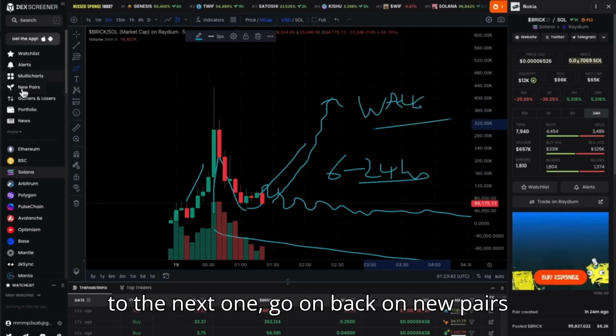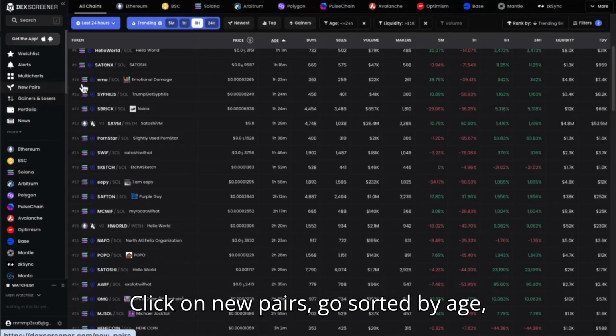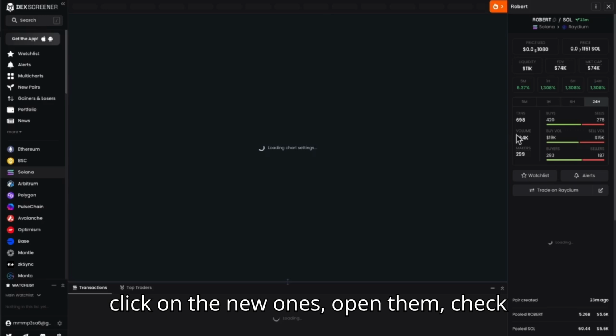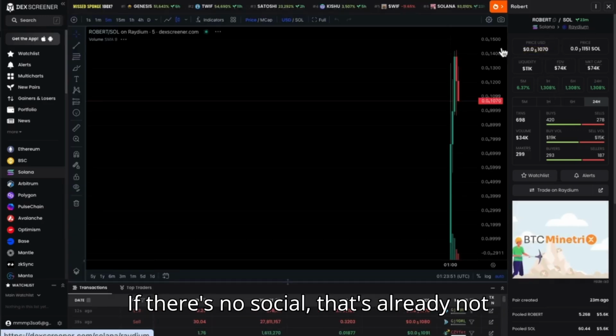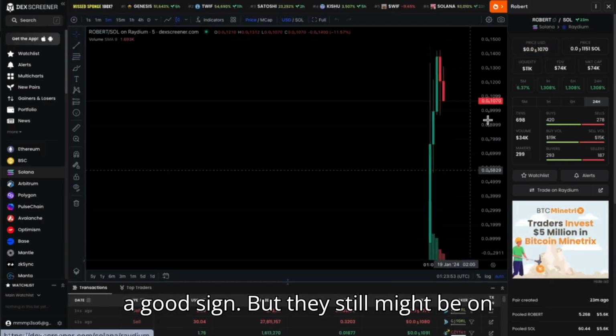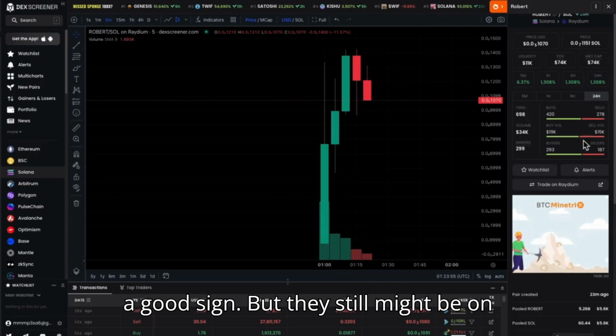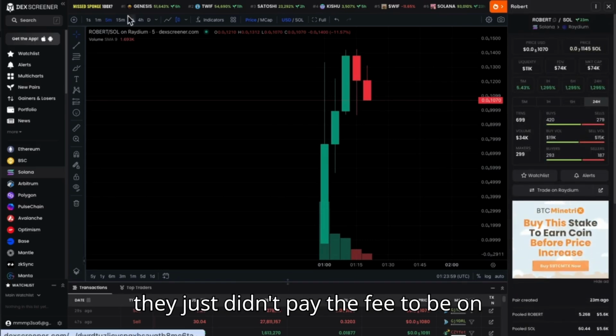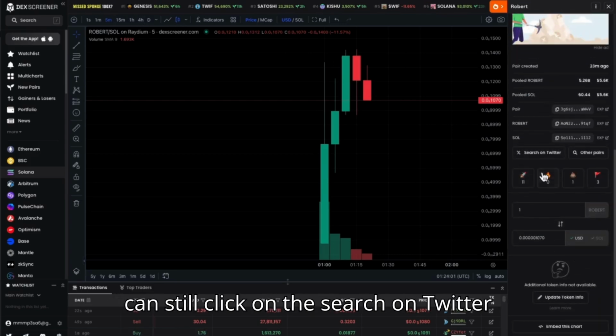Go back on new pairs and see what's trending at the moment. Click on new pairs, sort it by age. Click on the new ones, open them, and check if there's any social in the top right. If there's no social, that's already not a good sign. But they still might be on Twitter. They may have some marketing. They just didn't pay the fee to be on Dex Screener, which is annoying. So you can still click on the search on Twitter and it'll search with the ticker.